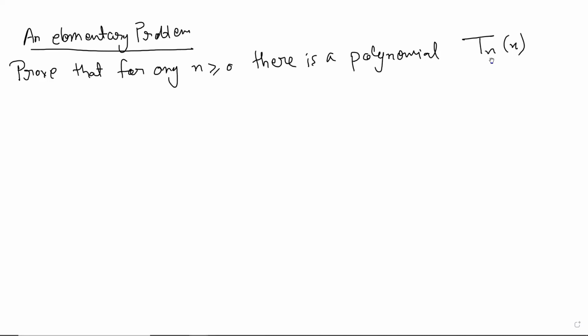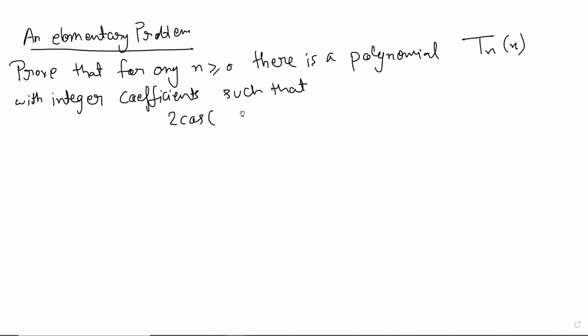This is actually a very useful polynomial in a lot of places. But for the time being, we'll just take T_n(x) with integer coefficients, such that we have the following: 2 cos(nz) is the output when you input 2 cos z in the polynomial. We want to just show that such a polynomial will exist.